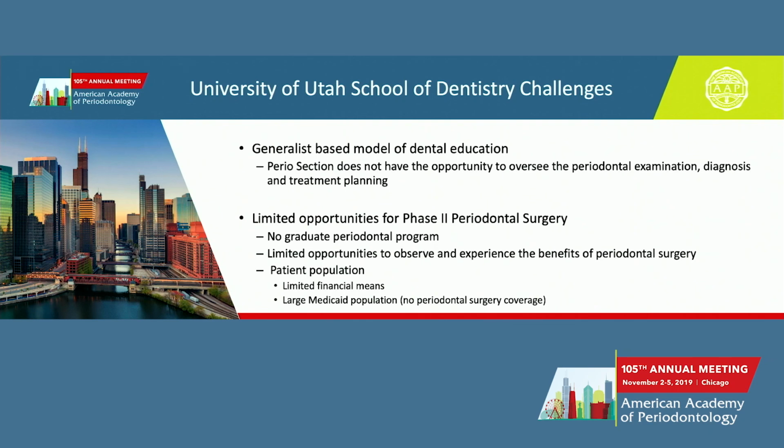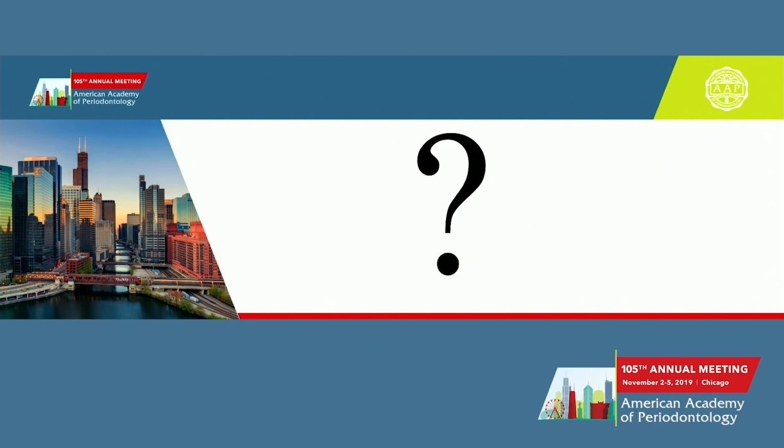And without a graduate program, the students don't see the benefits of perio surgery, with limited opportunities to do perio surgery. And our patient population simply doesn't have the means to do perio surgery so that they could see the benefits of phase 2 perio surgery. And our Medicaid population doesn't have that. So that's been our experience at the University of Utah.